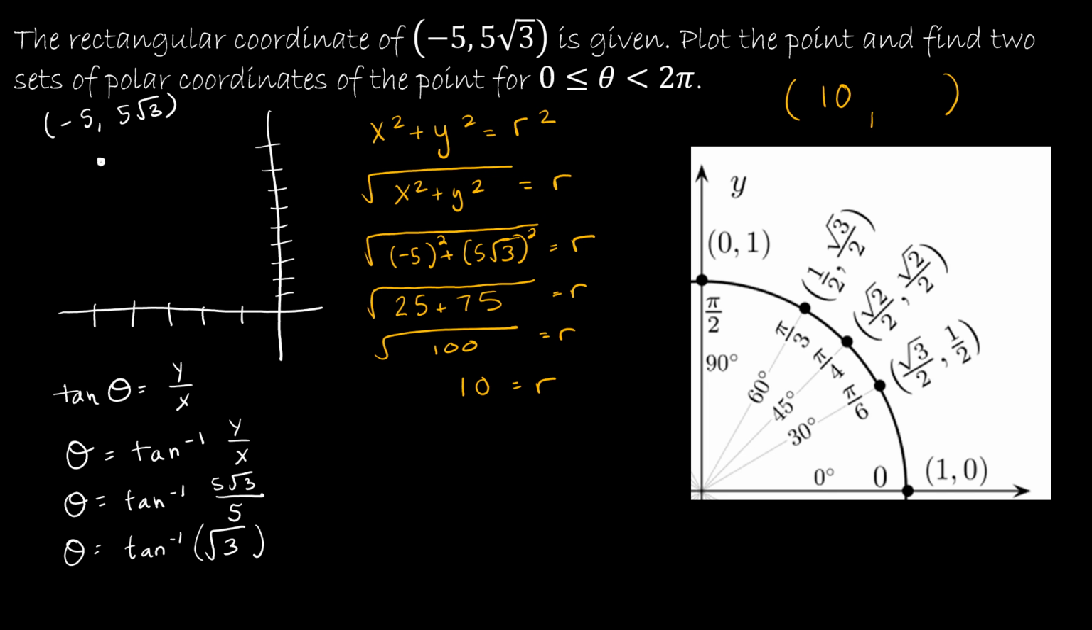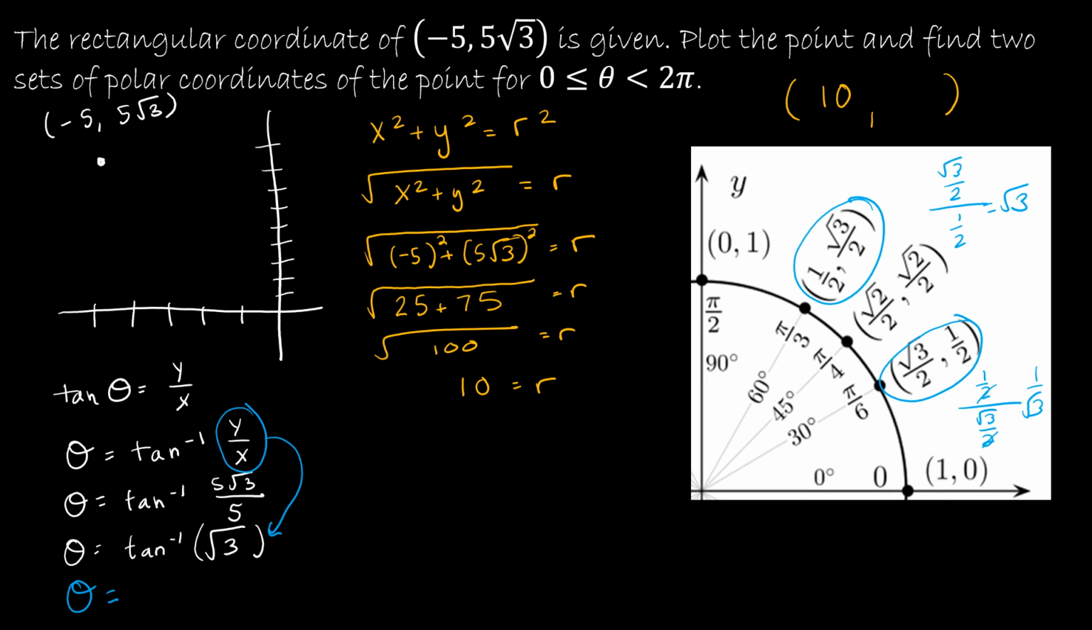If I need y over x to be equal to radical 3, then clearly I'm not looking at pi over 4, because if I took y divided by x, I would get 1. So it's not that one. So let's look at pi over 6. If I took y over x, that would be 1/2 divided by radical 3 over 2, which would give me 1 over radical 3, which is not what I want. So my best guess is it's going to be pi over 3. Let's do y over x, radical 3 over 2, divided by 1 over 2. That would give me radical 3 over 1. So my reference angle is pi over 3.